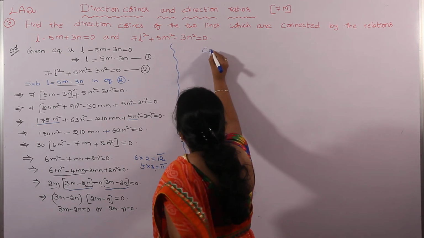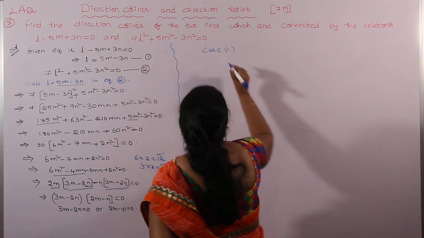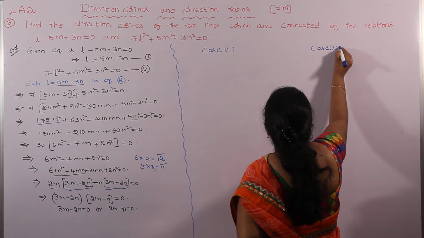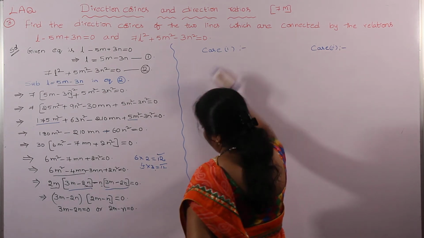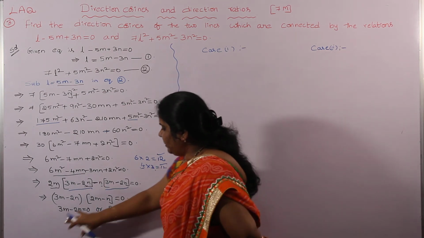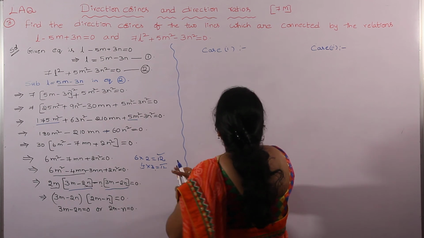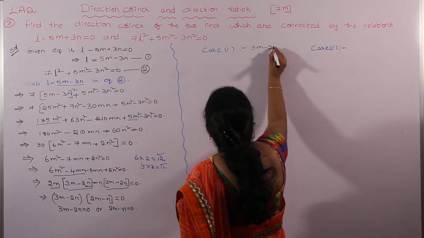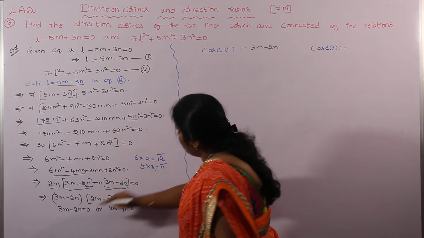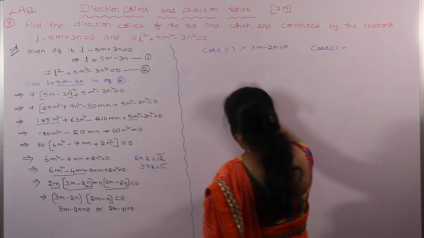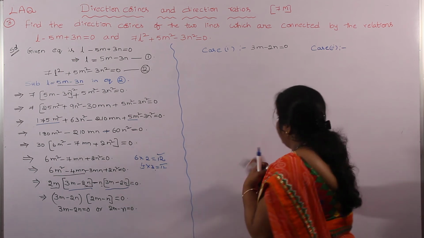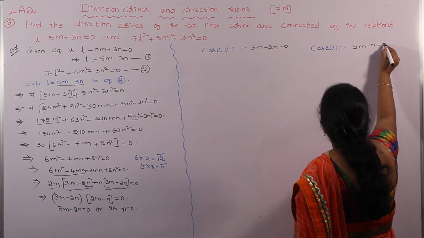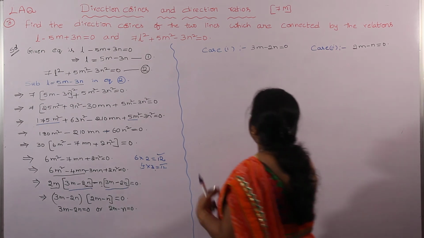That is case 1 and case 2. Okay. In case 1, we take the first factor, that is 3m minus 2n equal to 0. In case 2, we take 2m minus n equal to 0. Okay.